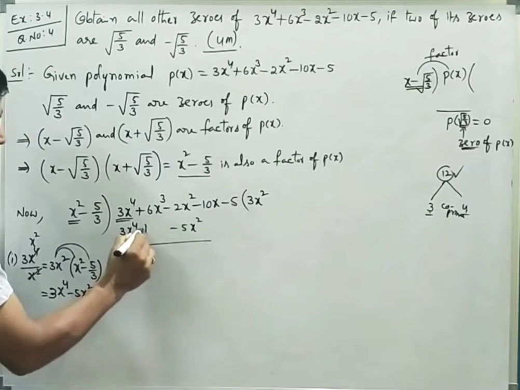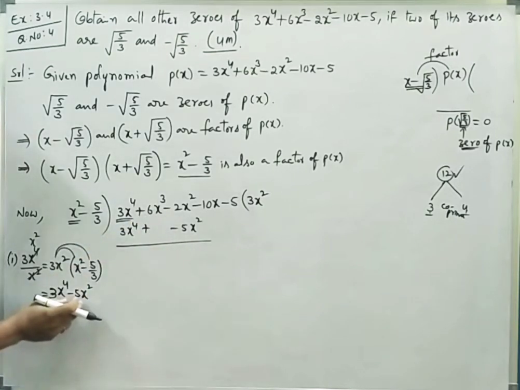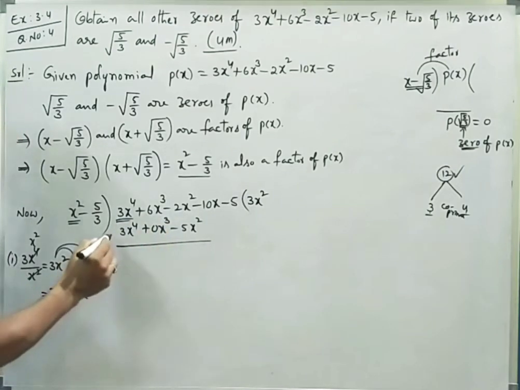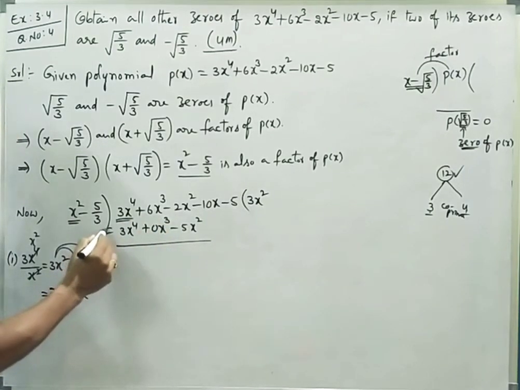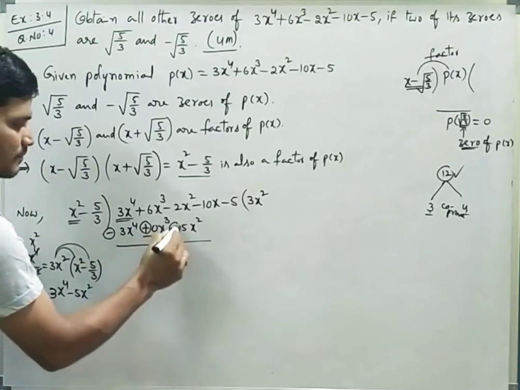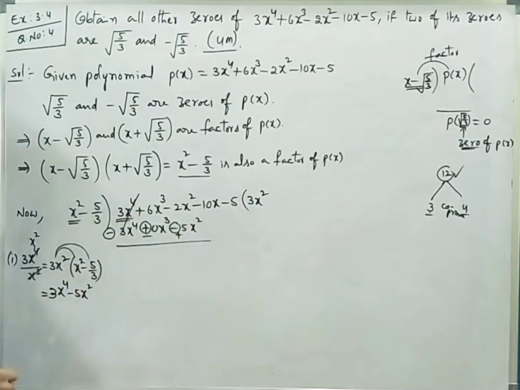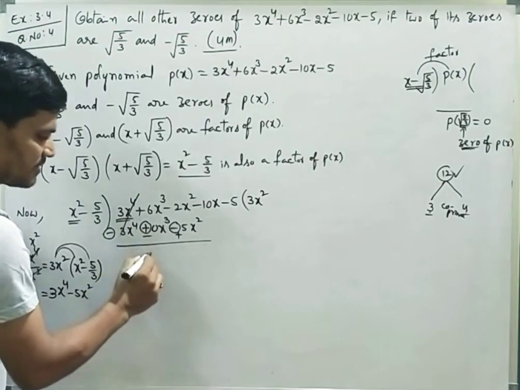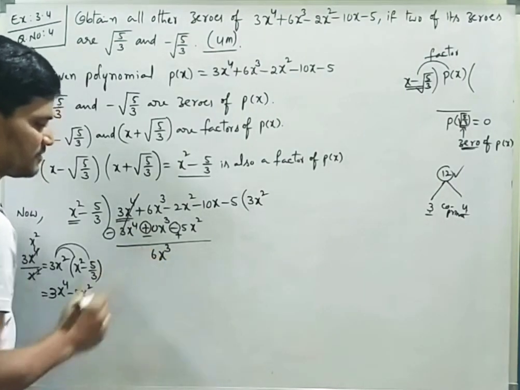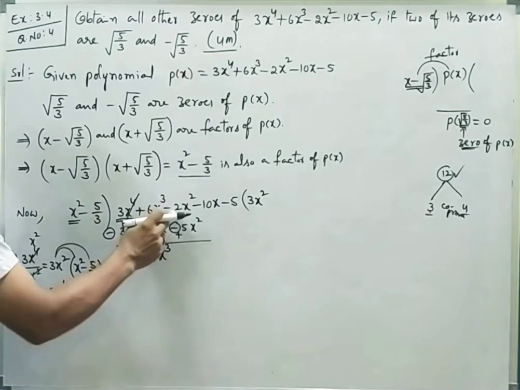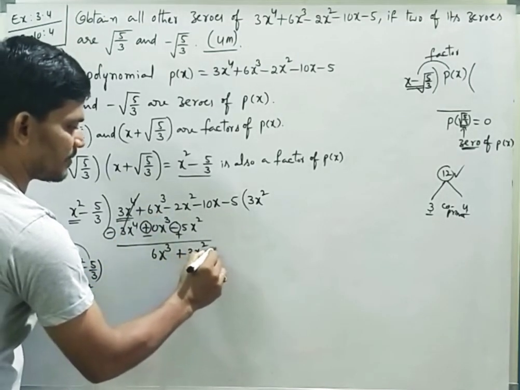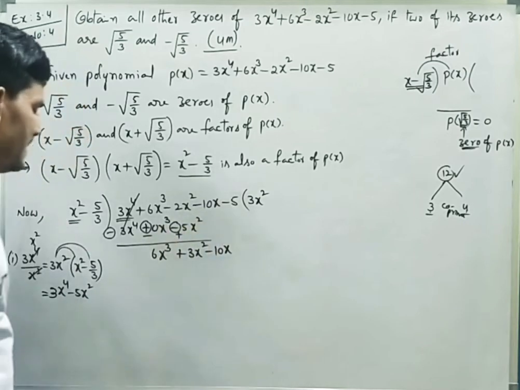Here there is nothing came of cubic term. Let it be some 0 x cube. While you are doing subtraction, you have to change the signs. 3x power 4 minus 3x power 4 gets cancelled. 6x cubed minus 0x cubed means 6x cubed. Minus 2 plus 5, that is plus 3x square minus 10x.